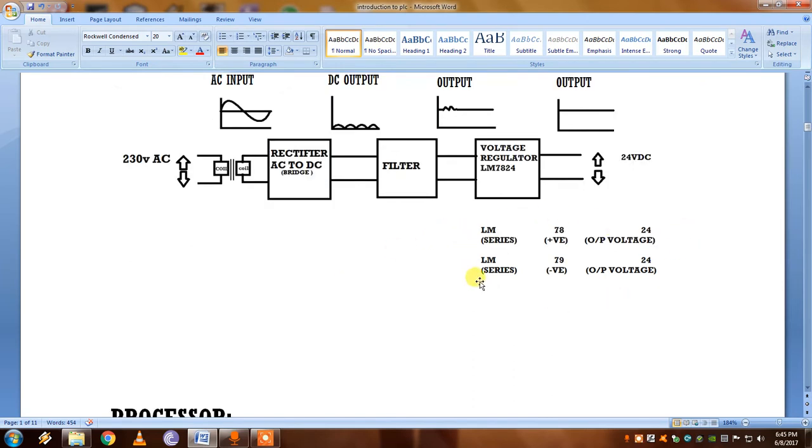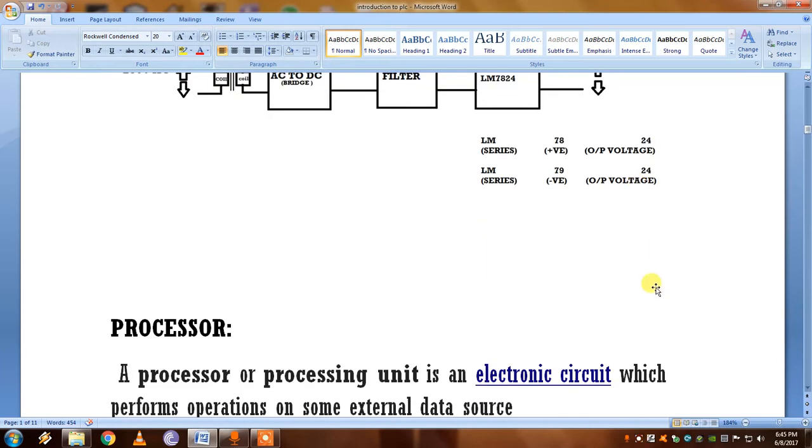It is explained in this way. LM is the series we use for voltage regulators, and 78 indicates the polarity of the output that comes from the voltage regulator. It will be positive or negative: 78 means positive, 79 means negative. The 24 is the output voltage coming out from the voltage regulator. In this case, the output voltage is 24 volt DC.